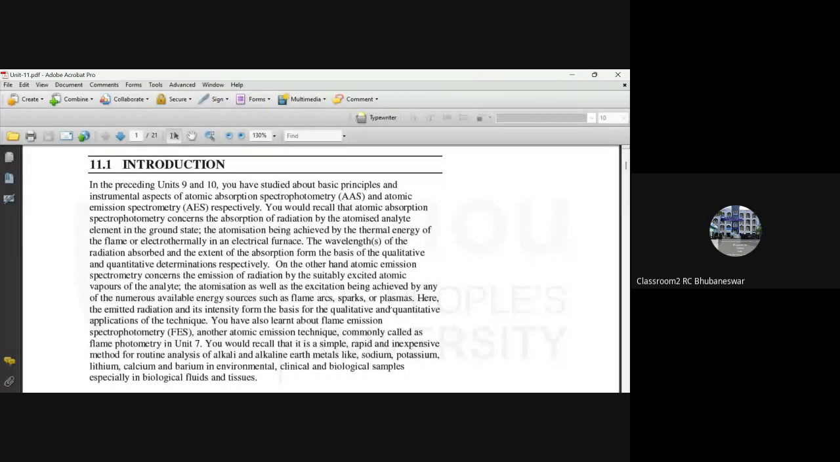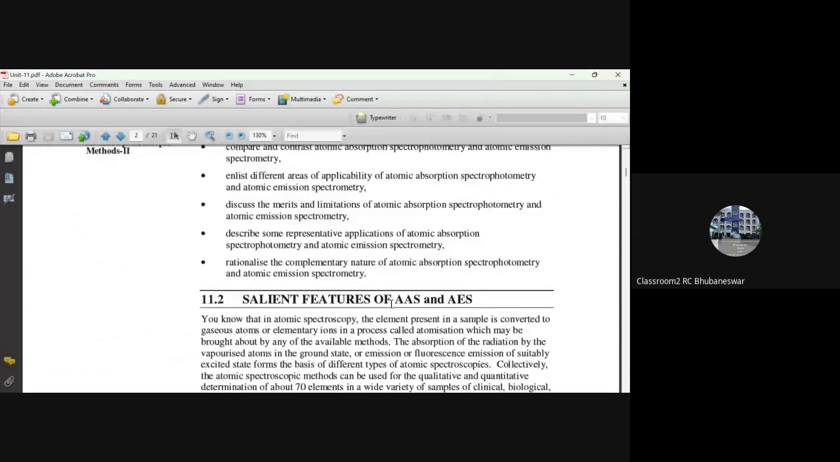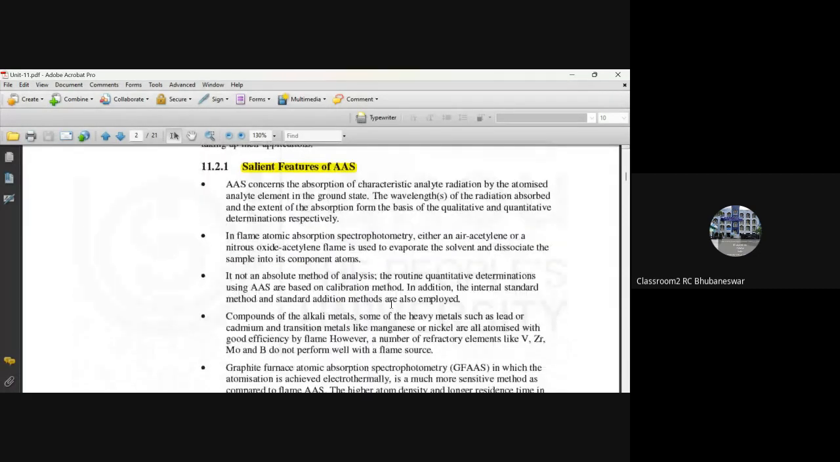Fine. So introduction, will not read out these things because these are the application part as well. So salient features of your AAS and AES, this we can see, because if a question is coming, then you need to write in points the salient features of AAS. What are these things? It is also a revision kind of thing for you of the last class, whatever we discussed, that is a revision here.